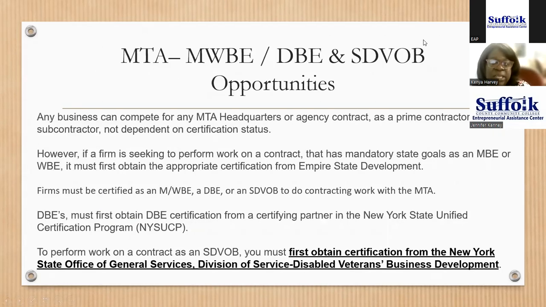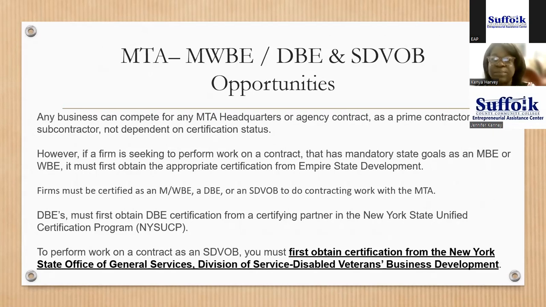MTA MWBE/DBE and SDVOB opportunities. So any business can compete for any MTA headquarters or agency contract as a prime contractor or subcontractor. It's not dependent upon their certification status. However, if a firm is seeking to perform work on a contract that has mandatory state goals as an MBE or WBE, it must first obtain this certification from Empire State Development. Firms must be certified as an M/WBE or DBE or an SDVOB to do contracting work with the MTA.